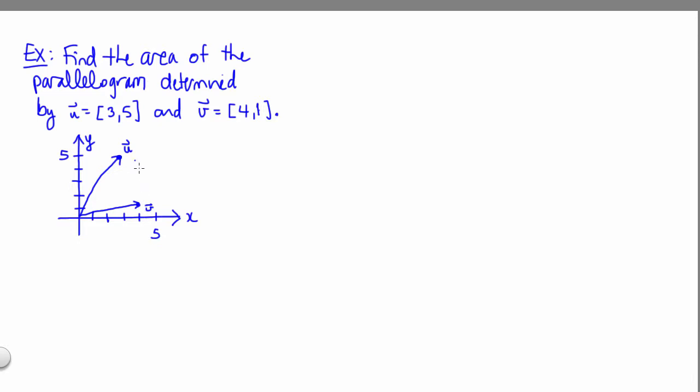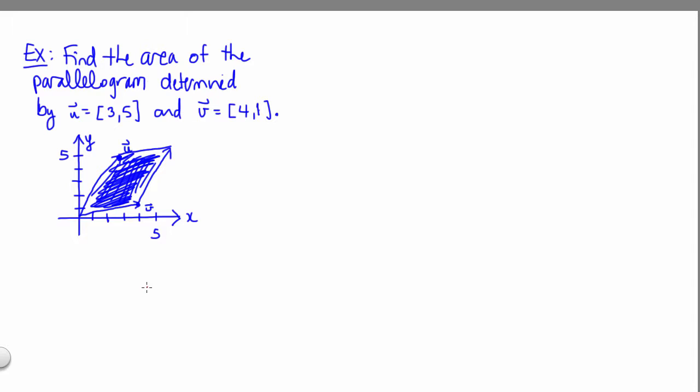Here's a sketch with the vectors u and v identified, and the parallelogram in question has two sides which go parallel to the vector u and two sides which are parallel to the vector v. So roughly our parallelogram looks like this, and we're trying to find this shaded area here.